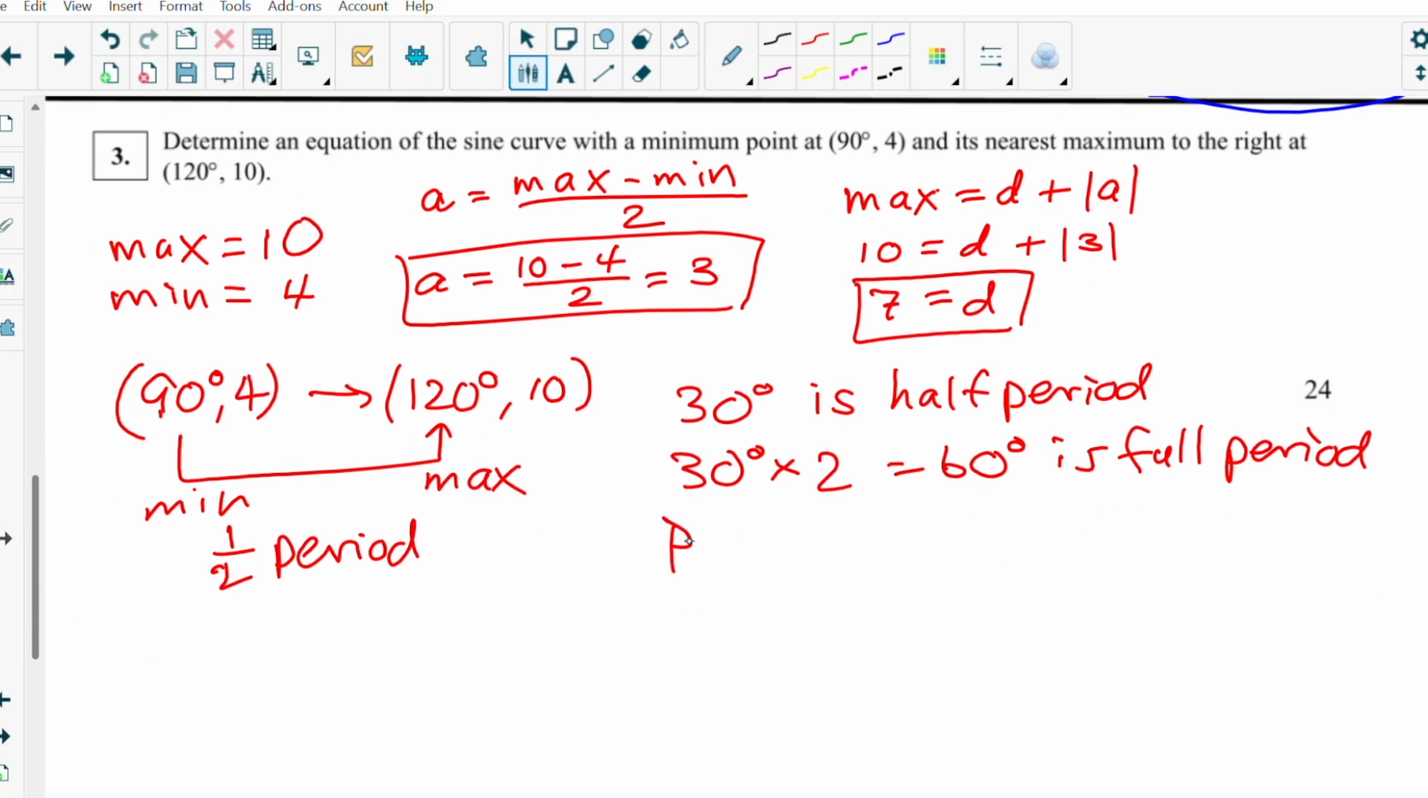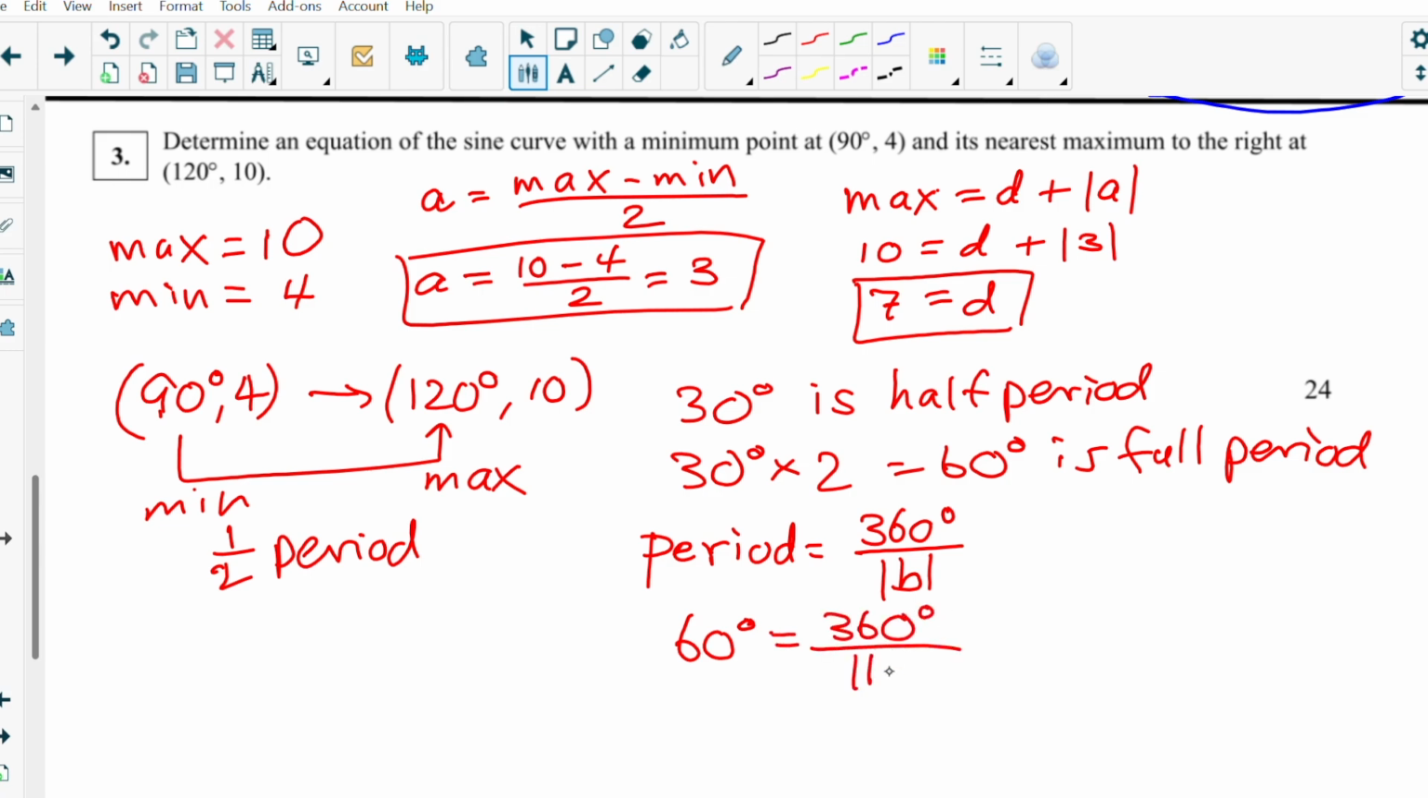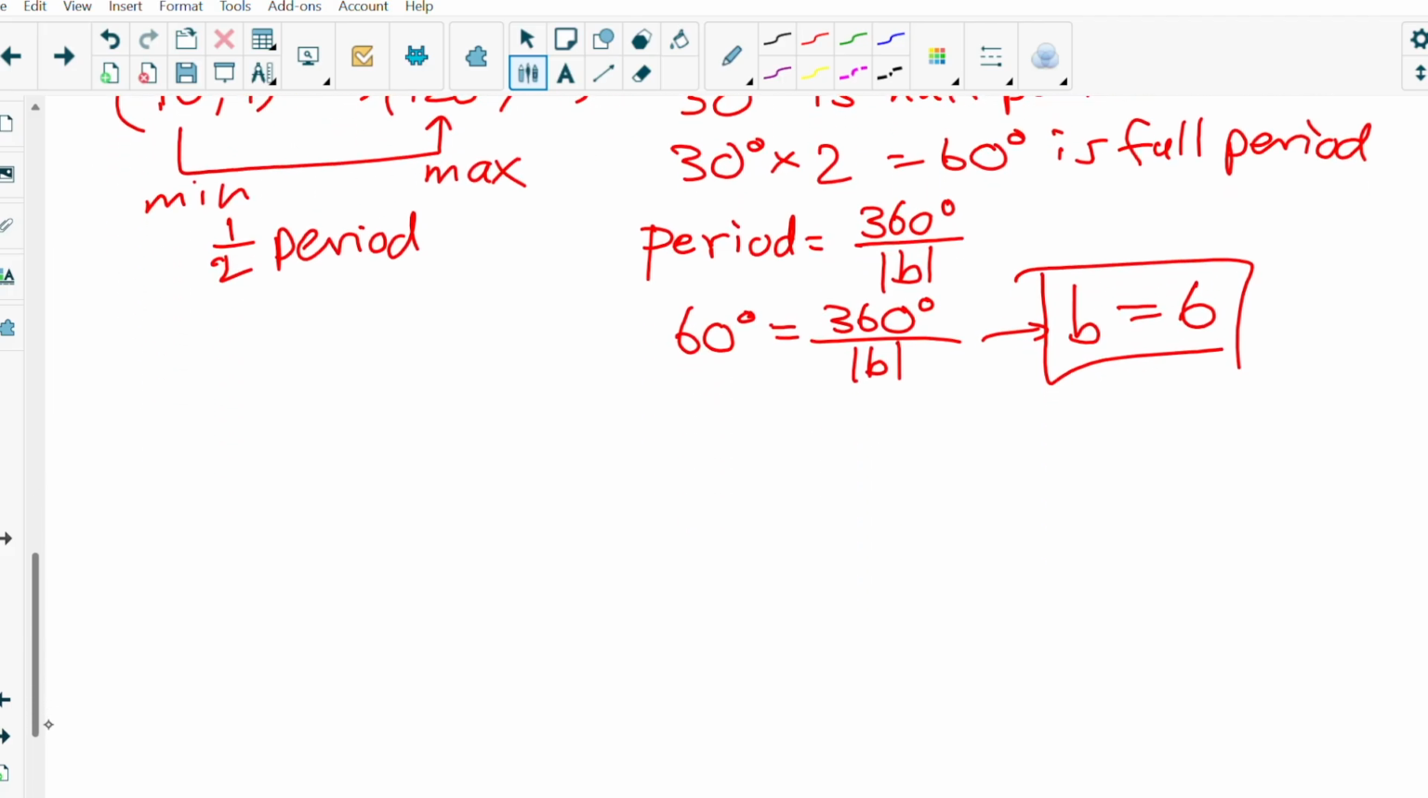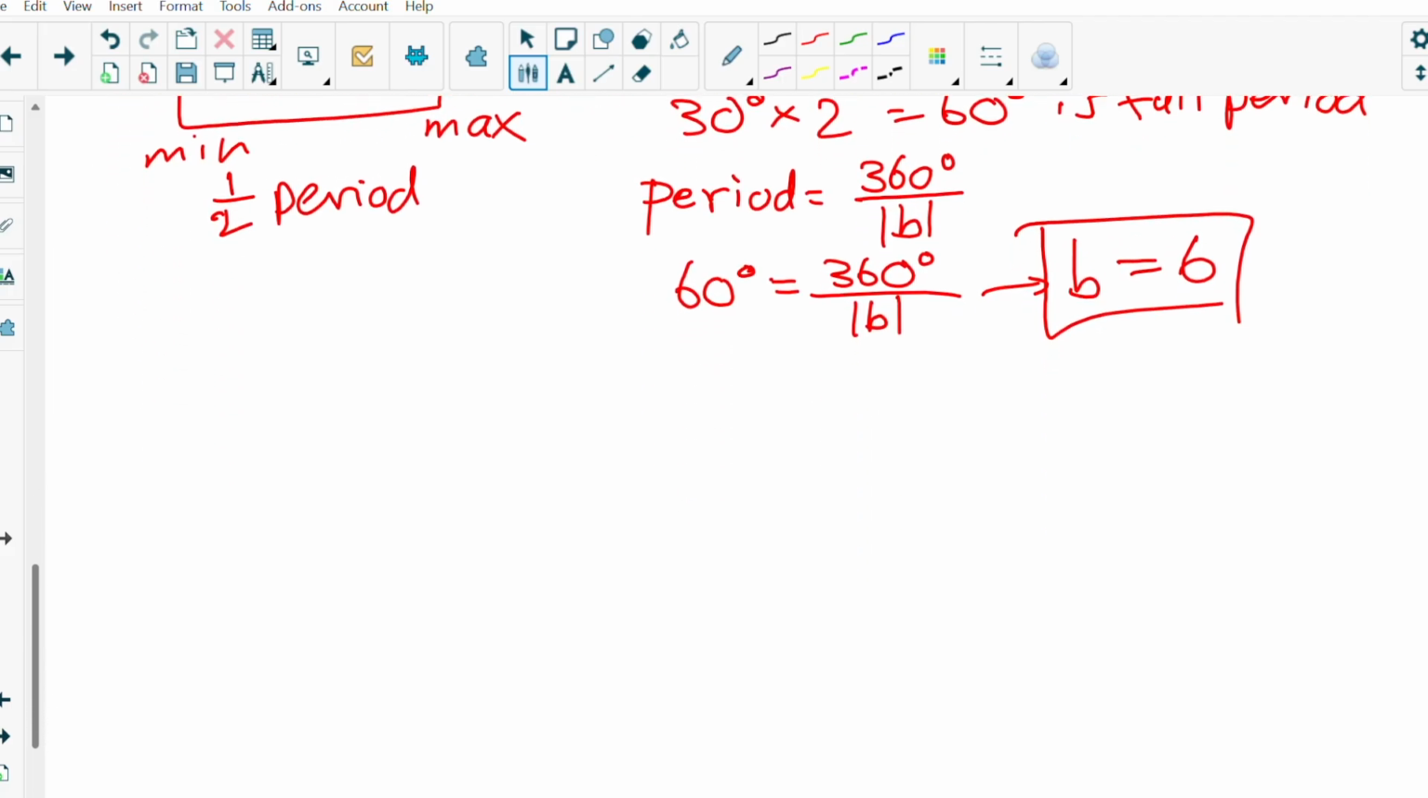If the period is 60 degrees, remember this equation, period equals 360 degrees divided by absolute value b, that is 60 degrees equals 360 divided by absolute value b, and therefore b must equal 6. Okay, so that's our b value. Let me put a box around that. Okay, the c value. This is probably the hardest part, but not too hard. So I'm going to think of it this way. So let's graph this.